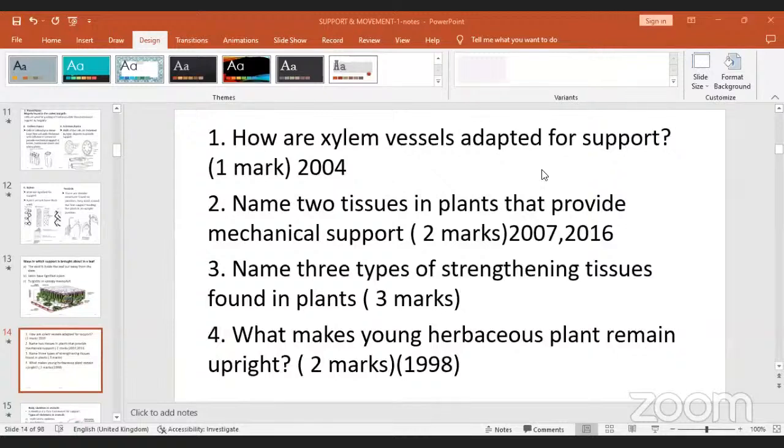Who can answer for us question 1? How are xylem vessels adapted for support? For example, I can see 2 hands.